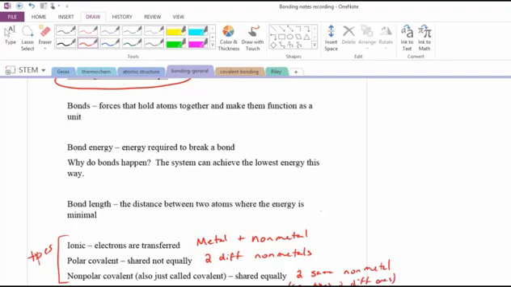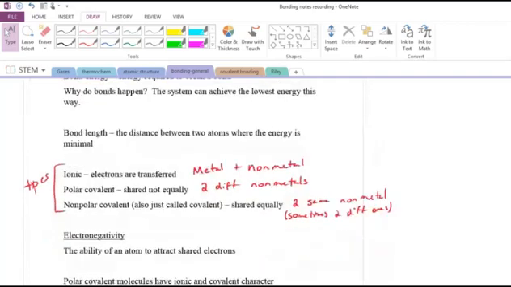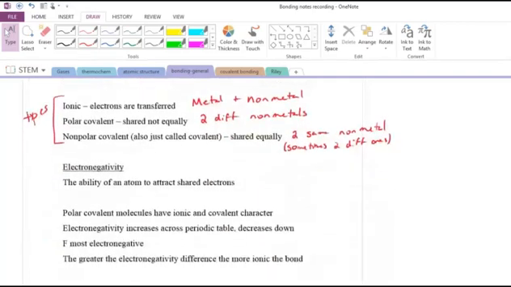So we're going to look at the different types of bonds. We are going to look at bond energy, the energy required to break a bond or released when a bond is made, and bond length. So what determines what type of bond we have beyond just whether it's metals or nonmetals? For that we have to look at electronegativity, which is the ability of an atom to attract shared electrons.